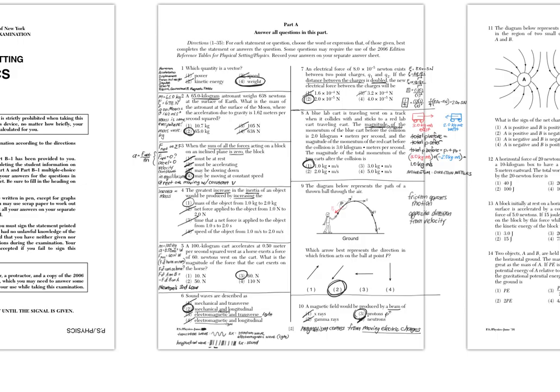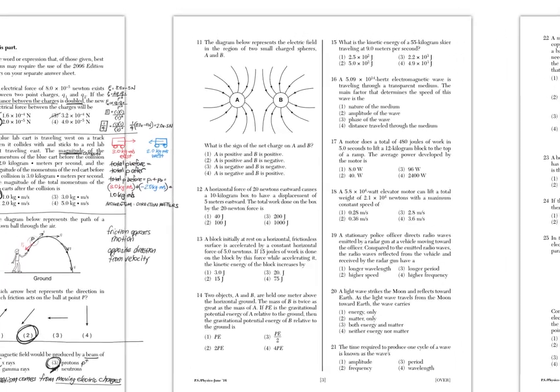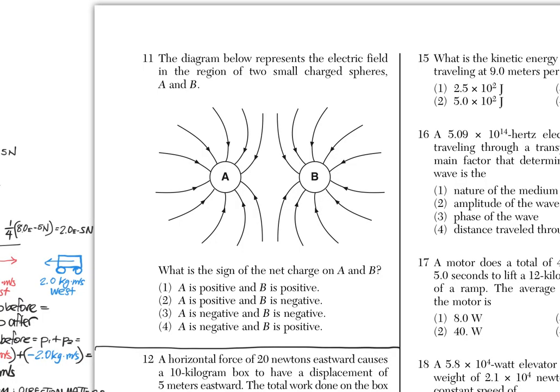Congratulations, that's the first page, numbers 1 through 10. We have a lot more to go, so let's proceed. Page 2, let's look at number 11. All right, so here we have 2 objects, A and B. It says the electric field of 2 small charged spheres. So this is an electric field that we're dealing with here. And it wants to know what are the charges of A and B.